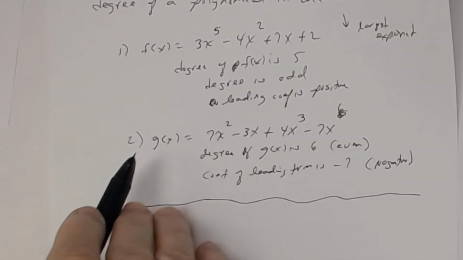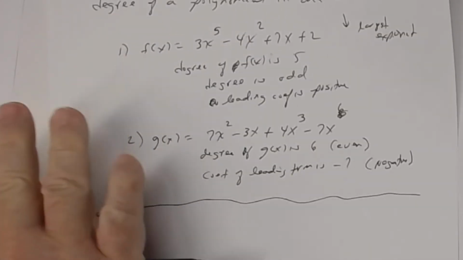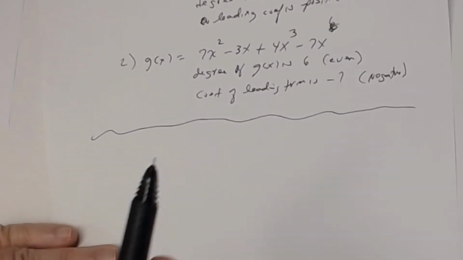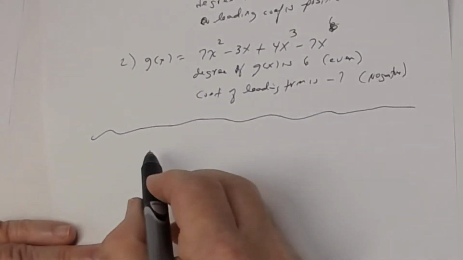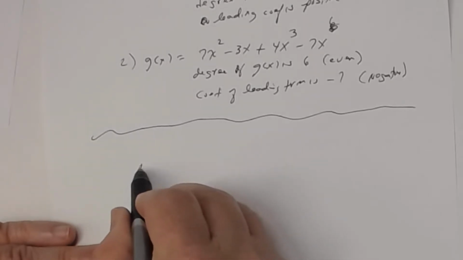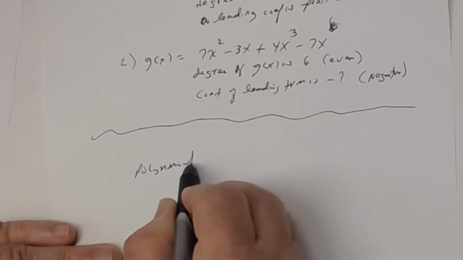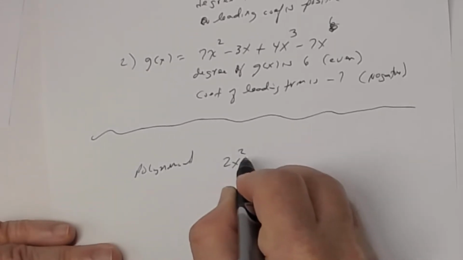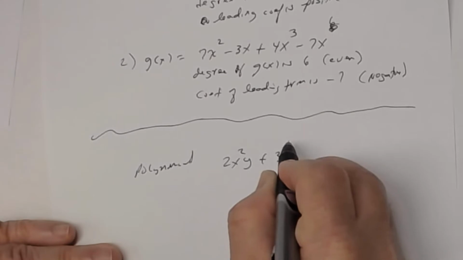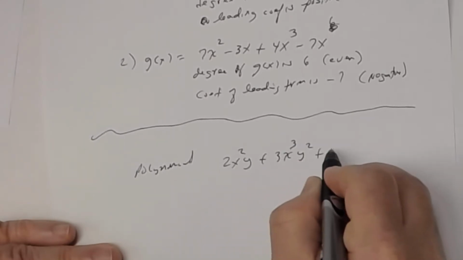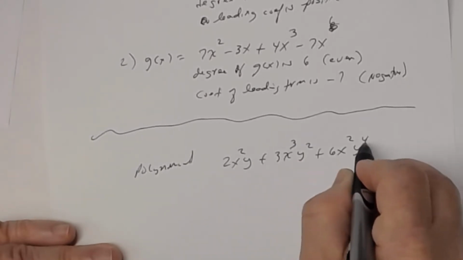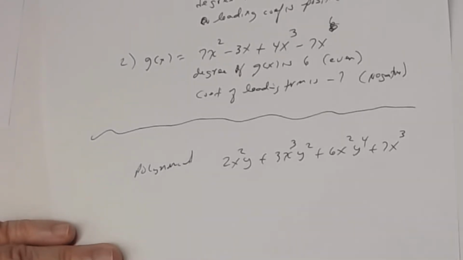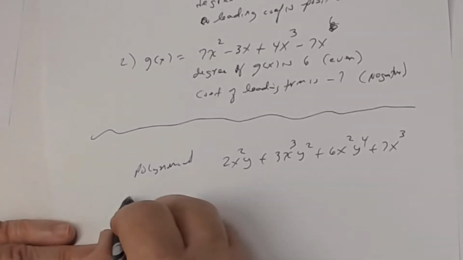Now, just to say something else, remember, when we're dealing with functions, we graph functions in a plane. We're only dealing with one variable. But in a previous course, you learned about this idea. So here's this polynomial, and let's say we had 2x squared y plus 3x cubed y squared plus 6x squared y to the fourth plus 7x cubed, something like that. And you want to find the degree of the polynomial.